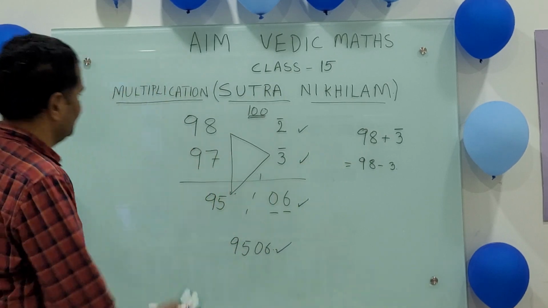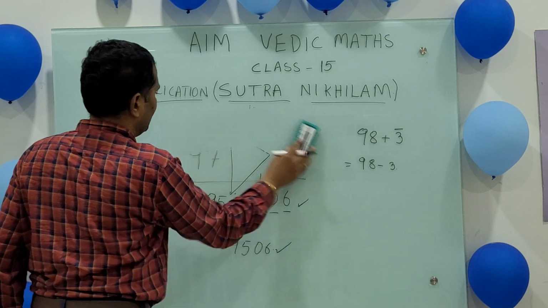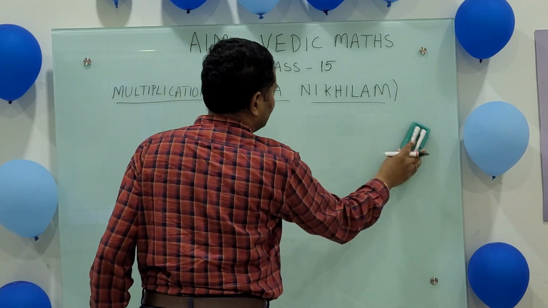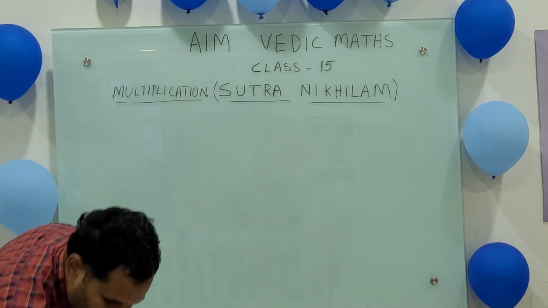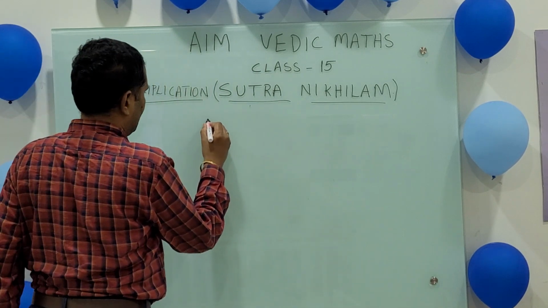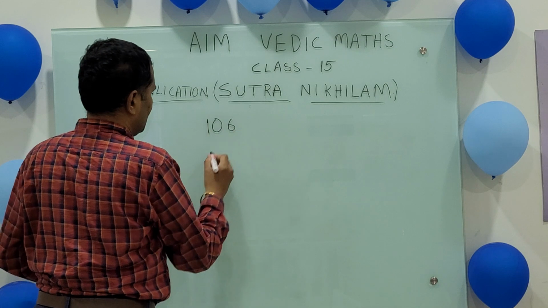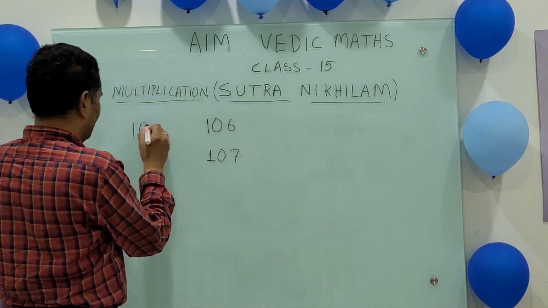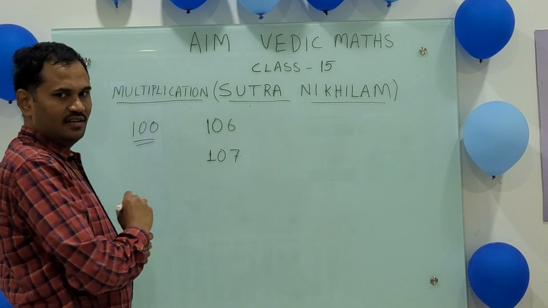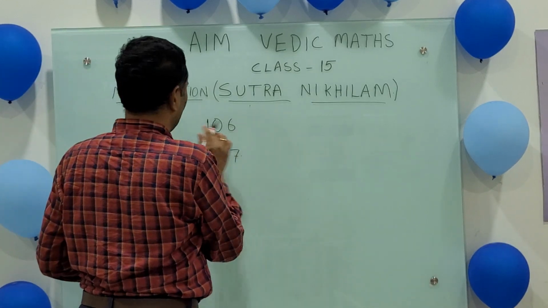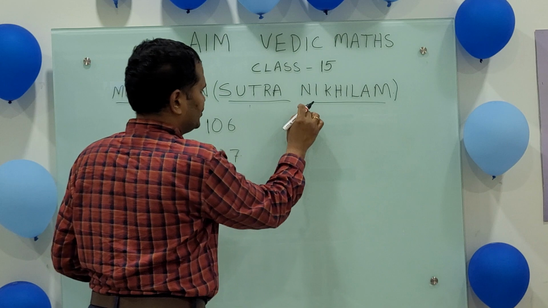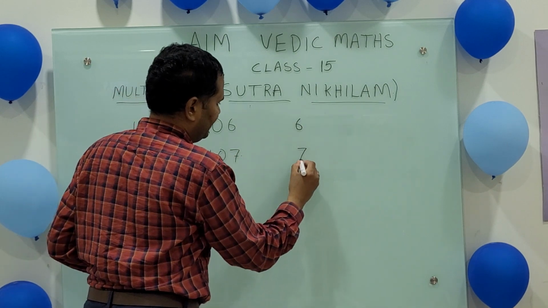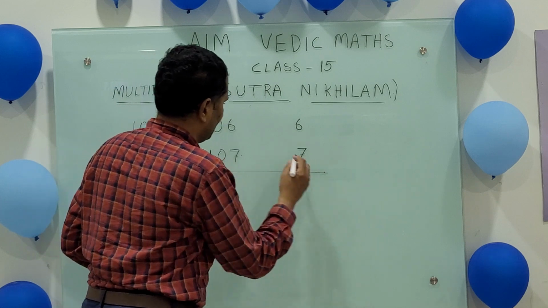So now let's see a bigger problem. For example, you have 106 and 107. Now you know the nearest base is 100. The deviation of 106 is 6. It's positive, so you do not put any dash on the top. 107, the deviation is 7. Now let us multiply this.